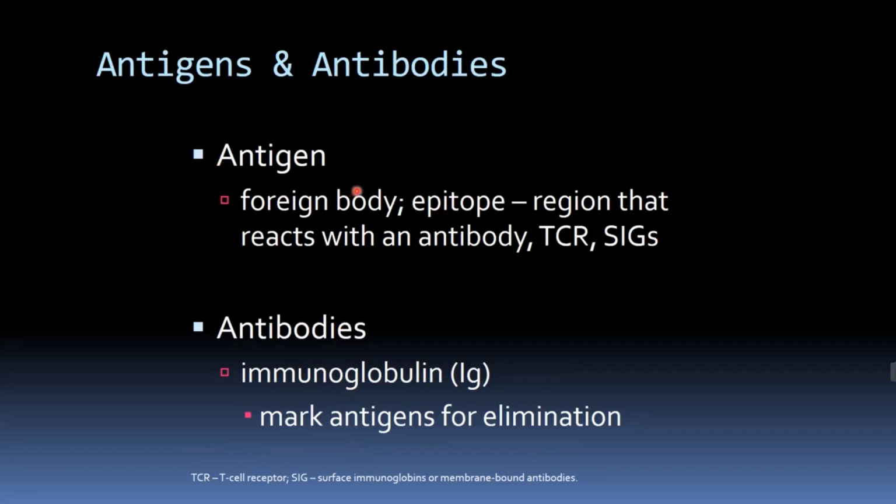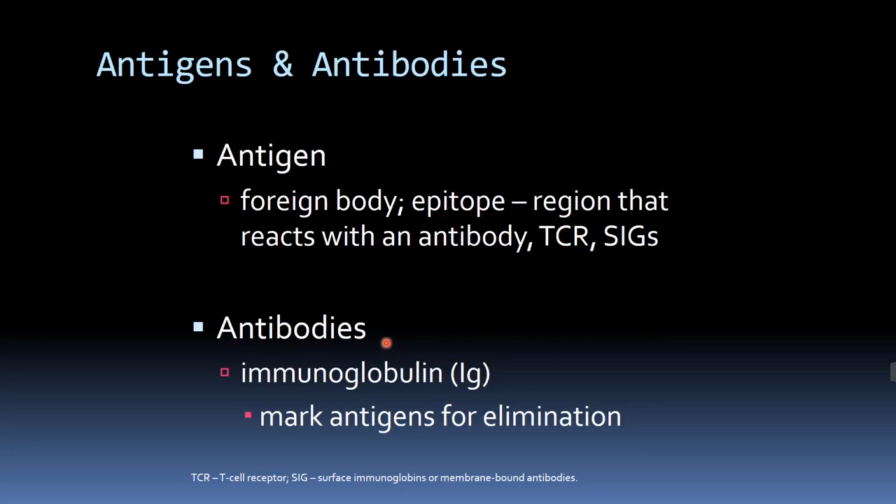Let's look at the antigens as well as the antibodies. So an antigen, like we talked about earlier, is really that etiological agent that we've been dealing with. It's a foreign body. And we can take this antigen and cut it up. We cut it up into what we call a little epitope. And this is the region that reacts with an antibody, the T cell receptor, as we will see very shortly, as well as the B cell receptors. And we'll see that very shortly as well.